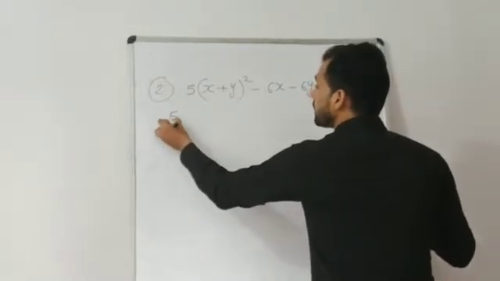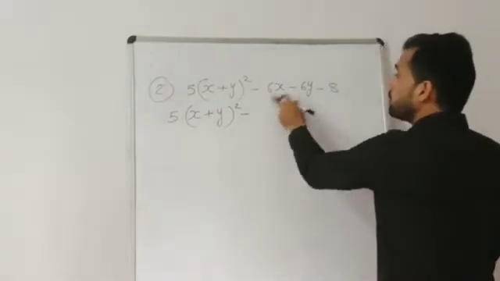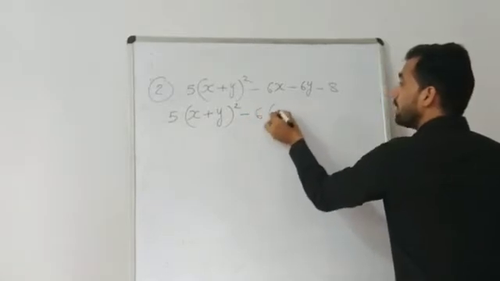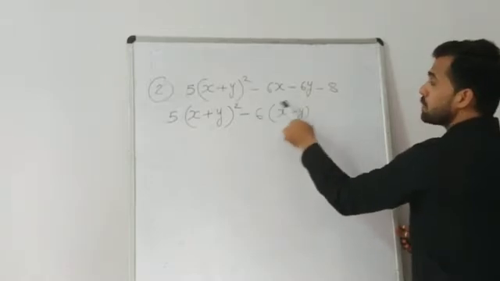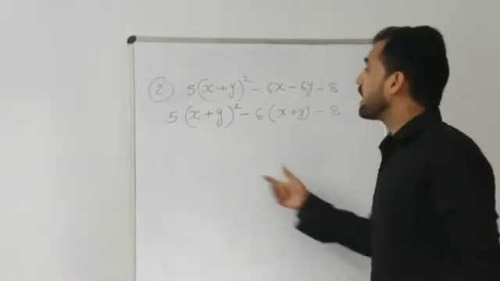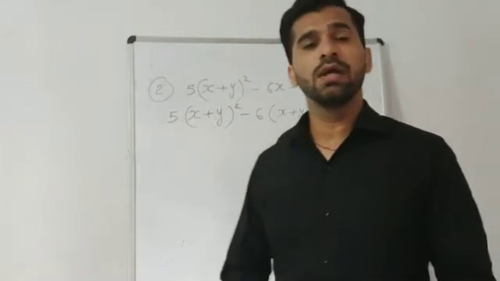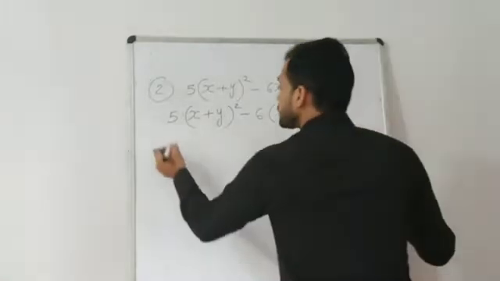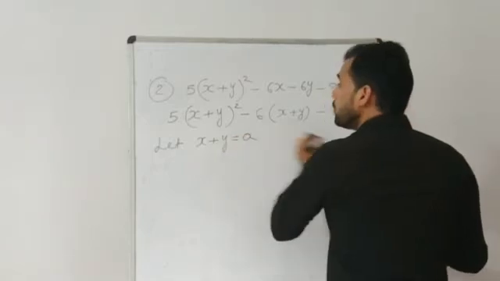See, first I will write the same 5(x plus y) whole square. Now from these two terms we are getting minus 6 as a common, so we will write minus 6 common in place of x plus y. It was minus, so we have taken minus common, so it will become positive. Minus 8 as it is. Now we are having x plus y here and here. In place of x plus y, we will put another variable, a. Let x plus y is equal to a.